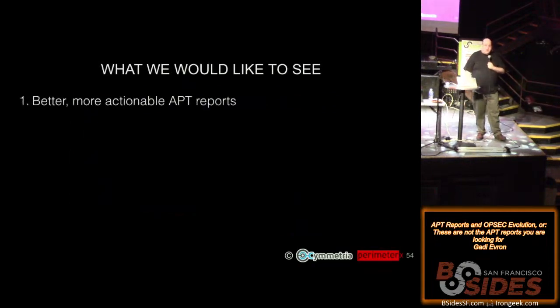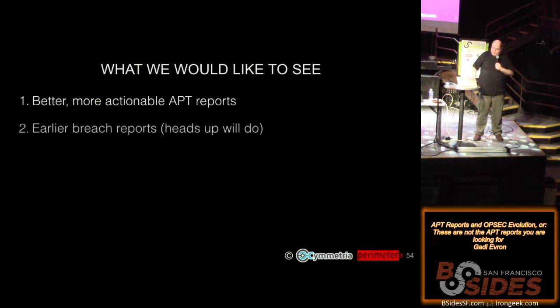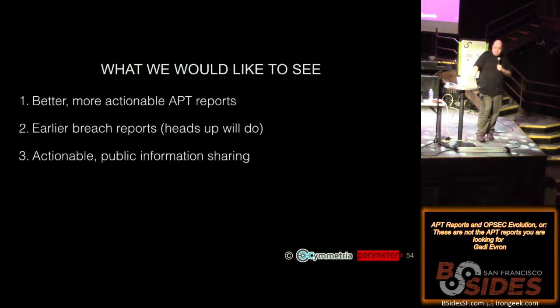What we would like to see? First of all, better, more actionable APT reports. Many of them are very good. Many of them are stuck. It's basically malware information. Demand them. Number 2, earlier breach reports. Hey, if you can give us a heads up and we know your vertical is targeted, that's really important. If we know the type of platform being attacked, that's really important. A lot of this is shared in closed circles. Most of this is not. Think about it.